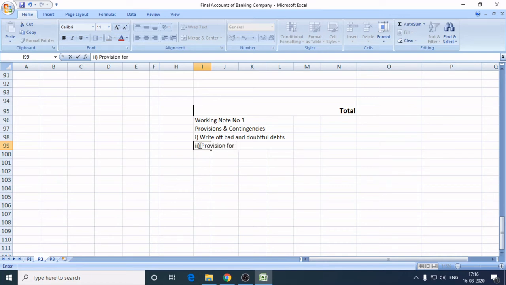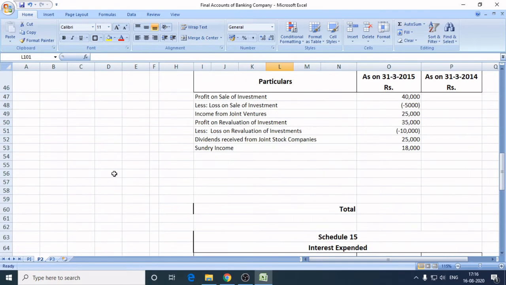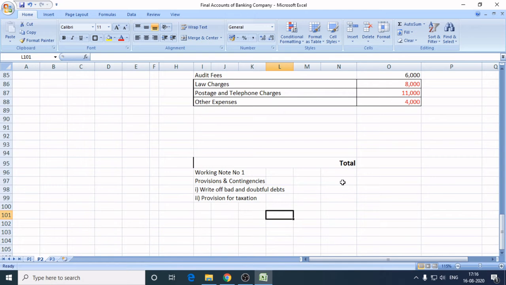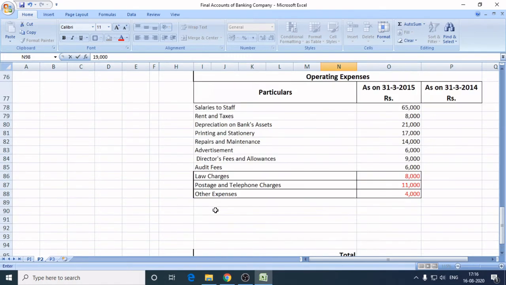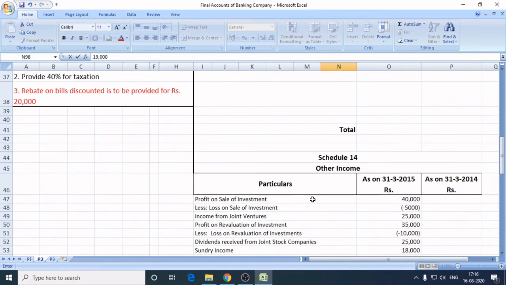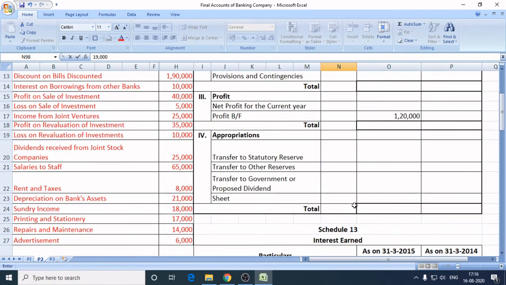Provision for taxation. The provision for taxation amount is 40%. We have to provide for 40% of profit on account of taxation. Now the amount for bad and doubtful debt in the problem is 19,000. So here I'll write 19,000 rupees first. But as of now, we have to make provision of taxation, and the percentage is 40%, and it is of net profit.